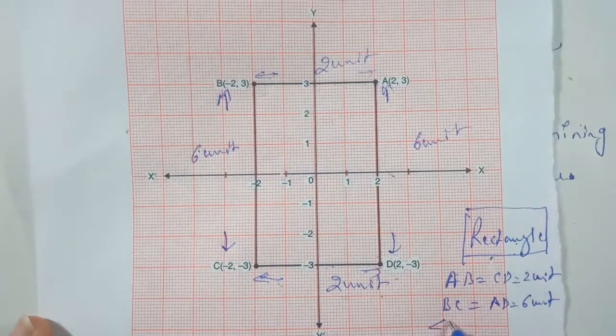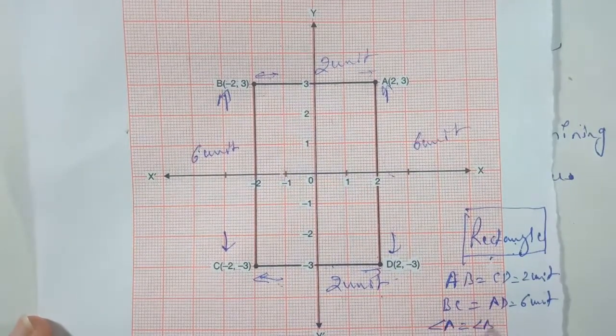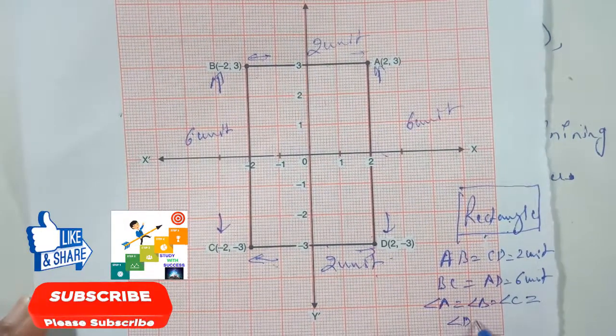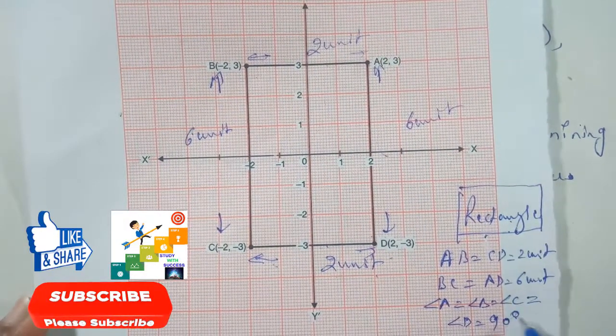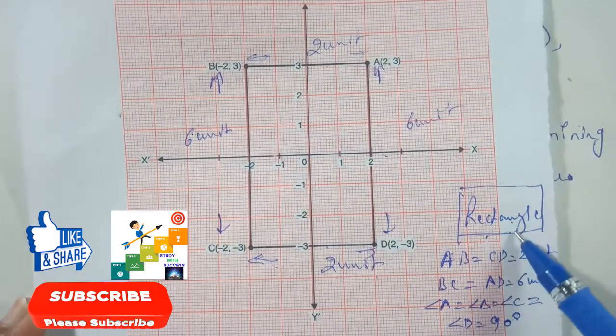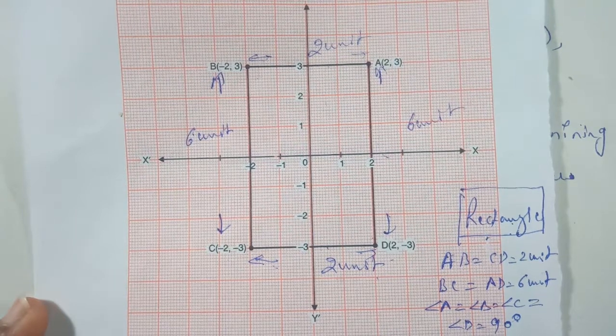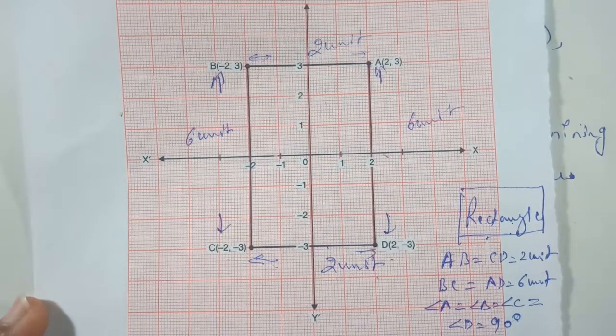So we can say angle A equal to angle B equal to angle C equal to angle D is equal to 90 degrees. So on the basis of it, we can say it is forming a rectangle. So this way we can plot and we can identify the type of rectangle and we can verify it.